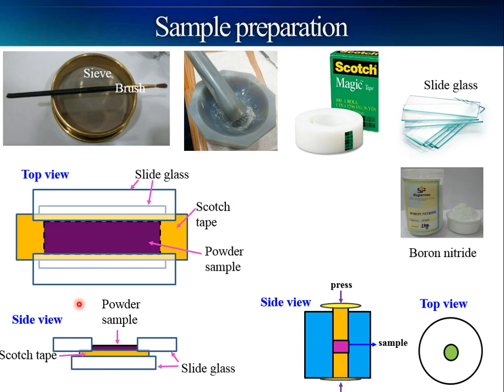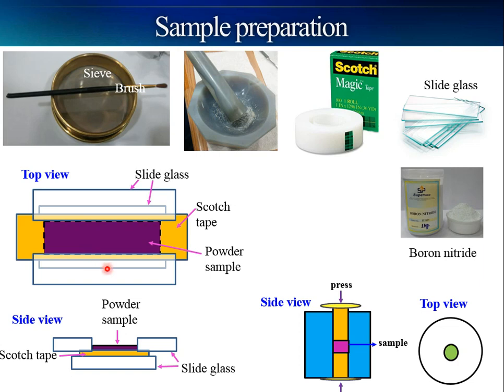And then the filtered powder is spread out on the scotch tape using the fine brush. After making a uniform atomic layer on the scotch tape, the scotch tape is folded like that. The scotch tape is cut as you want to make a proper thickness of the sample.